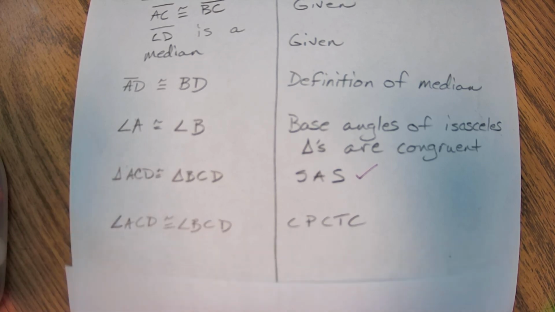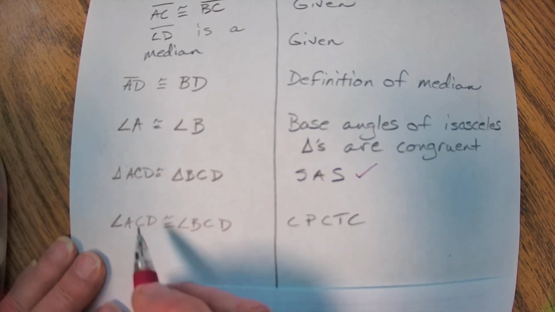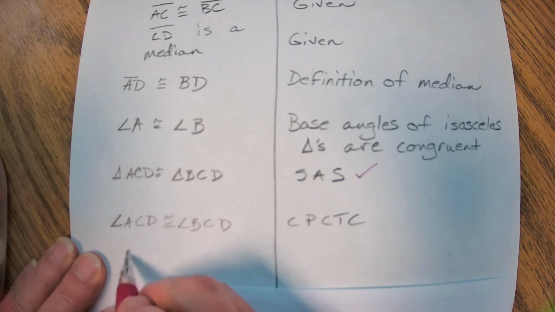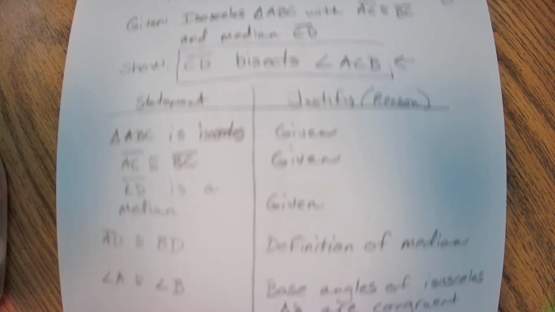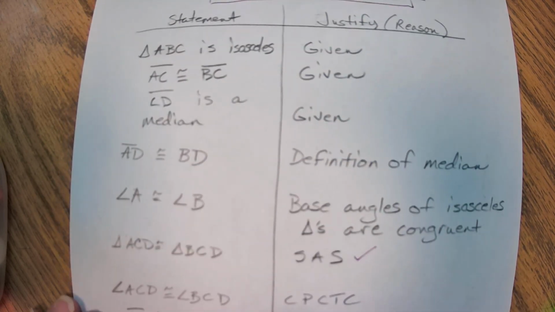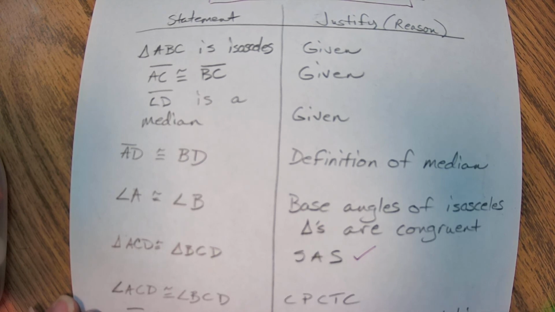And then we have one last statement to say. And this statement is always whatever this is. So CD bisects angle ACB because that's the definition of an angle bisector.